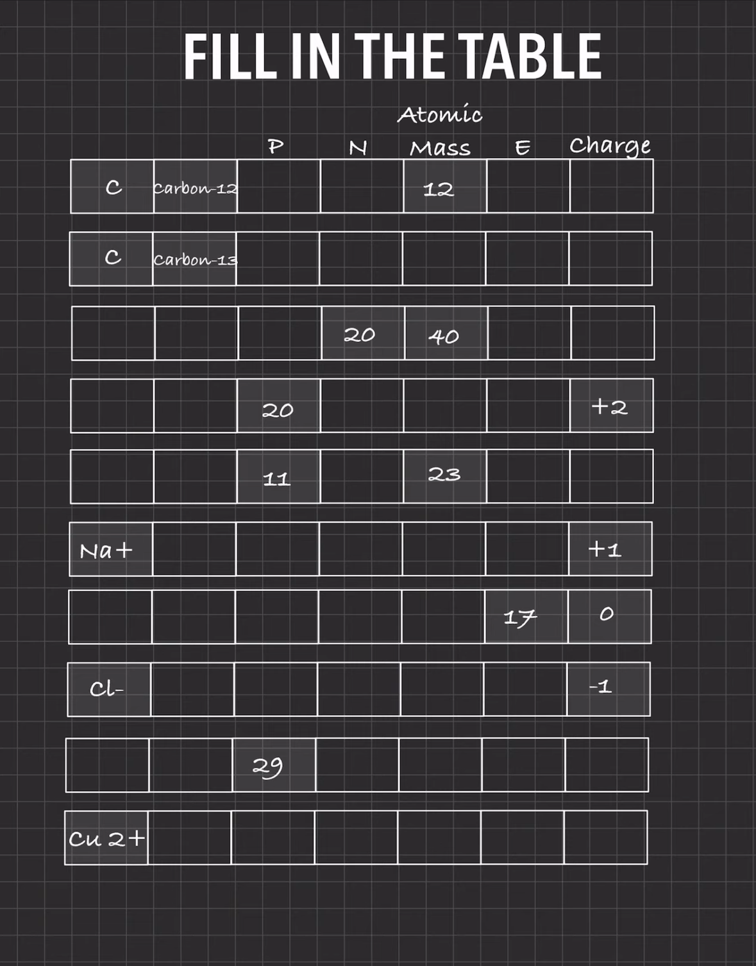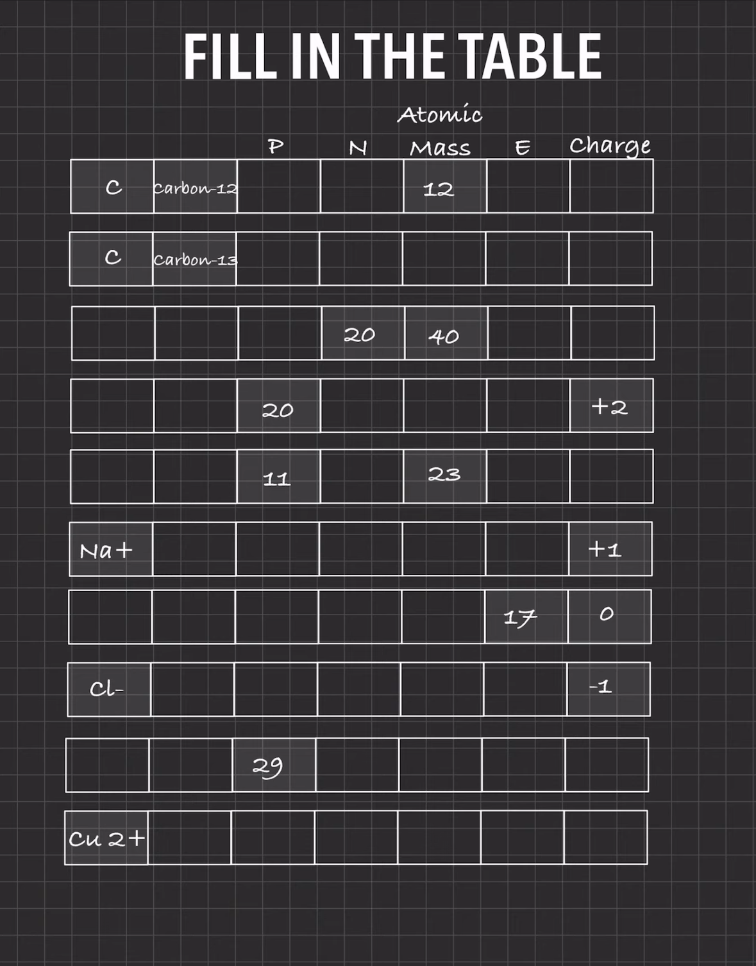Rule number 2, protons plus neutrons is equal to atomic mass, meaning if they give you the neutrons and the mass, mass minus neutrons equals protons. If they give you the mass and the protons, mass minus protons equals neutrons. If they give you the protons and the neutrons, protons plus neutrons equals atomic mass. Done. Okay? Rule number 3, charge.